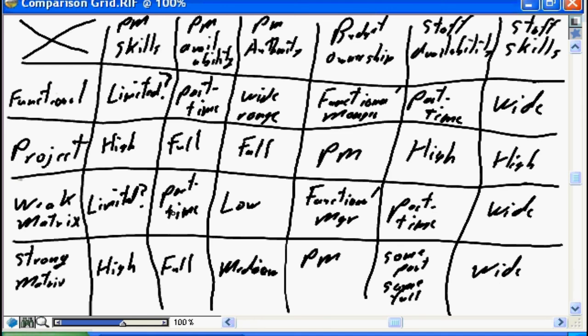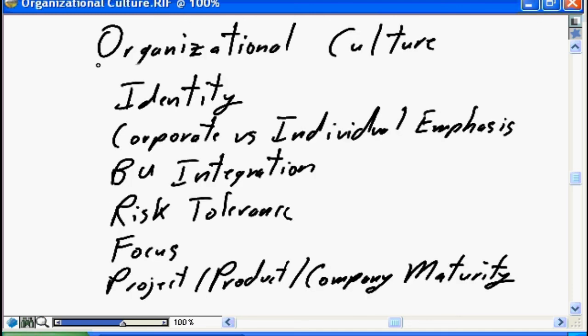So with this comparison grid, you have a pretty good breakdown of the pros and cons of delivering a project in a functional environment versus a project environment versus a weak matrix versus a strong matrix environment. Be aware of the issues and concerns raised in this comparison grid when you are assigned project management responsibilities in one of these project organizational structures or a variation of them.